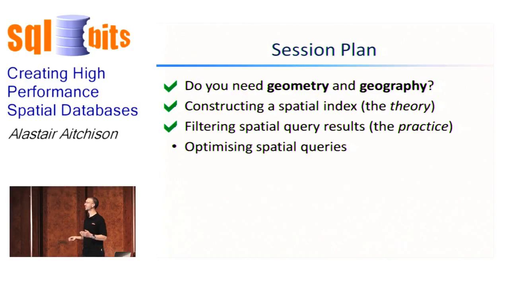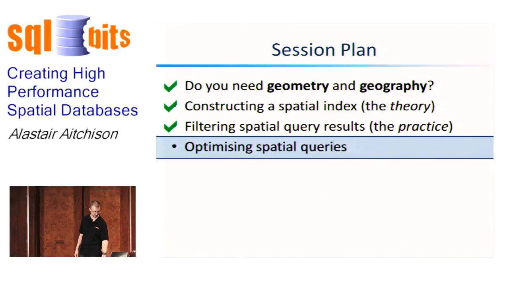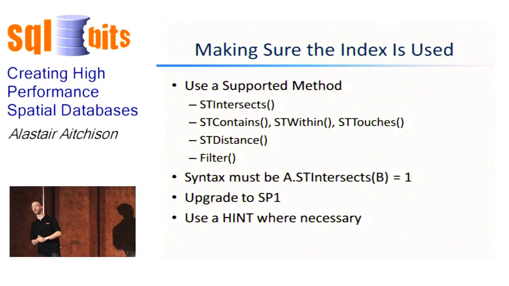Okay, so we've looked at the theory and the practice of spatial indexes. Now we'll get on to the stuff about what you can actually do to get your queries to perform faster. How do you get that primary filter to be efficient? Well, the first thing you need to do is use a supported method.